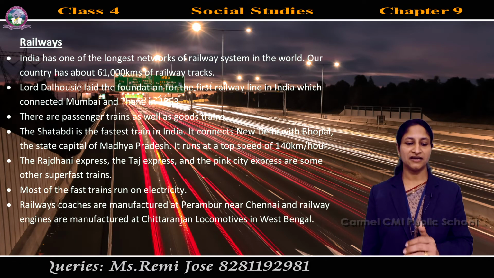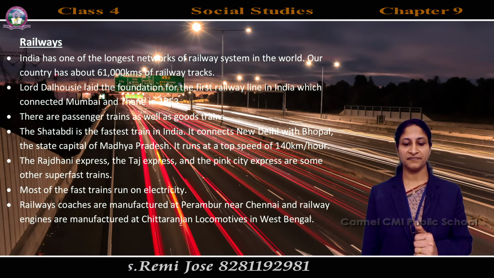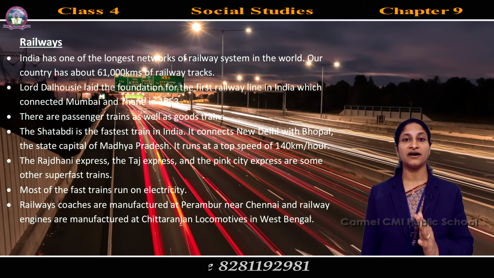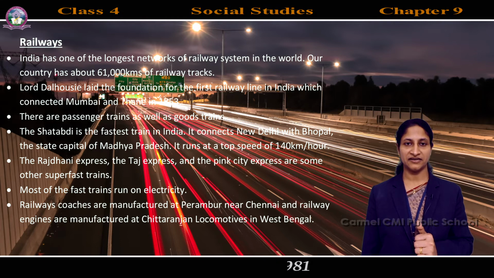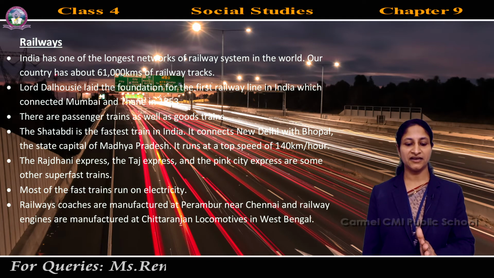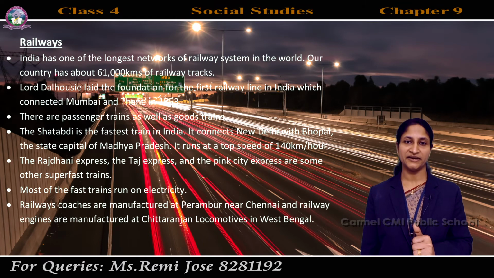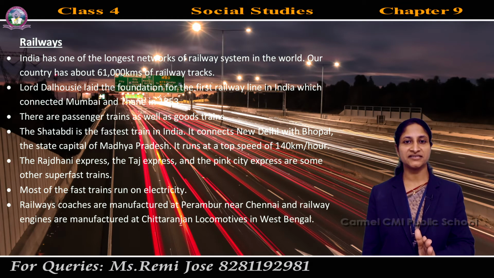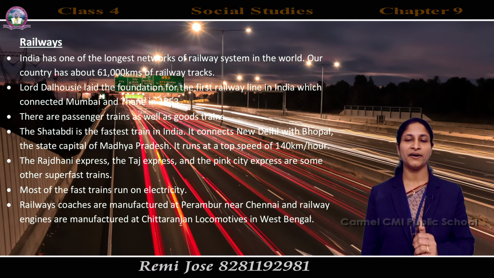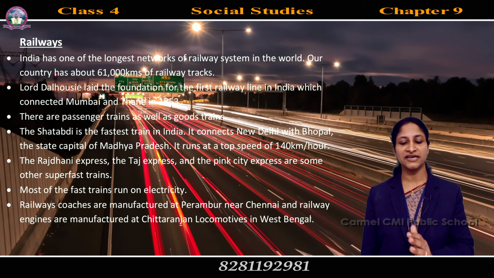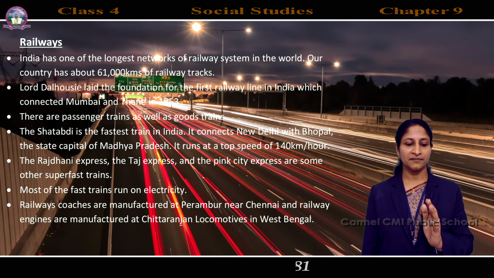Some of our trains run at very high speed. The Shatabdi Express is the fastest train in our country. It runs between New Delhi and Bhopal at a speed of 140 kilometers per hour. Name the fastest train of our country: the Shatabdi Express, which connects New Delhi and Bhopal.